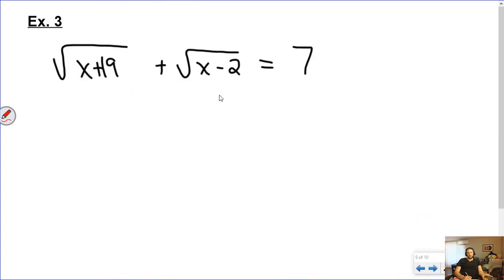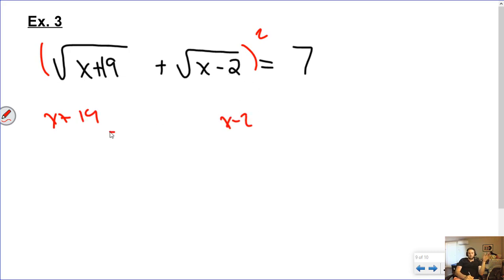Okay, so one more question and then we'll call it a day. This one, both radicals are on the same side. And again, what I suggest doing is don't leave them on the same side. Because if you try to leave them on the same side, you're going to end up squaring both sides. You're going to end up squaring this side, and you're going to get x plus 19. Great, not bad. x minus 2.